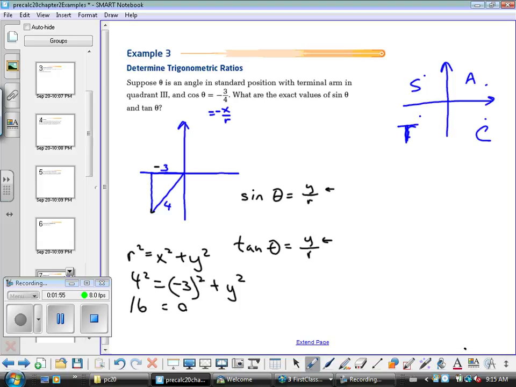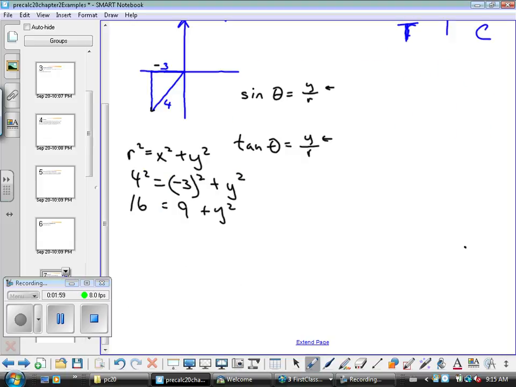16 and 9. Subtract 9 from both sides. Get 7 equals y squared. And now remember this one: when we were taking the square root of both sides to find r, we didn't have to worry about the positive and the negative square root, right? But now we do. Our answer from our equation is plus or minus the square root of 7.